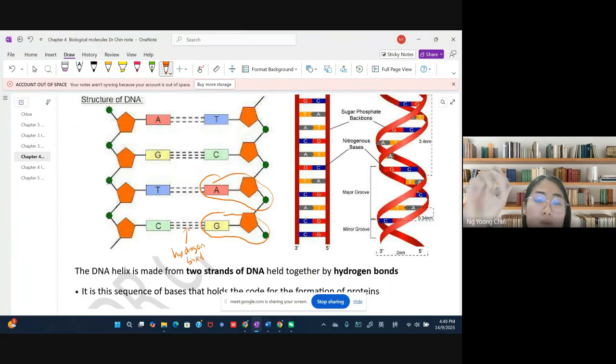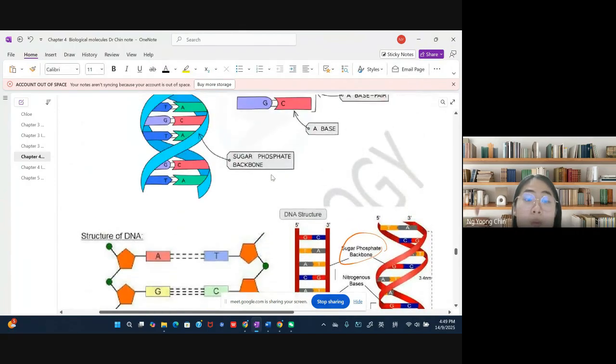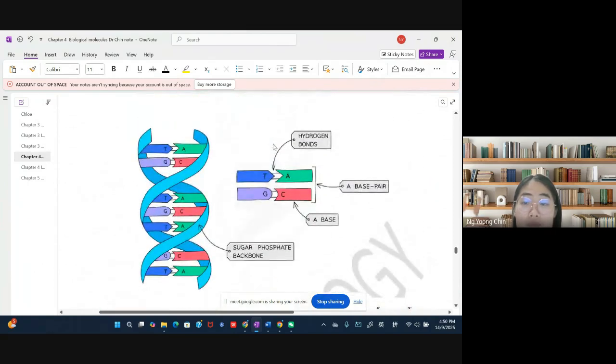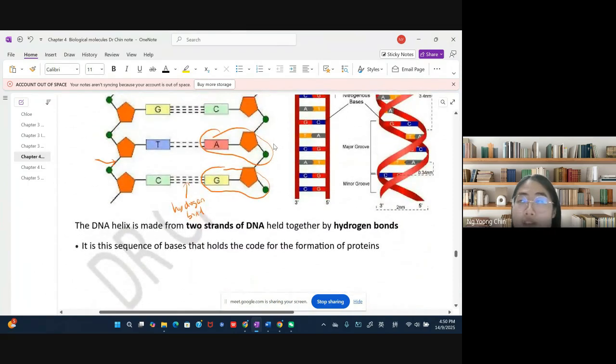For the DNA, right, you just need to know there are two bonds. First, there will be the hydrogen bond between the base pairing. Second, there will be this one, the sugar phosphate bond. Okay, sugar phosphate bond. They form a strong backbone. Just these two bonds in the DNA. Sugar phosphate bond is a kind of very strong covalent bond.